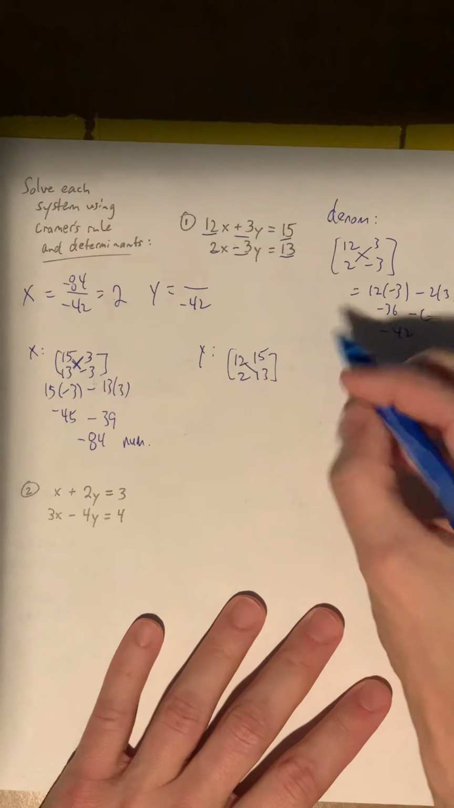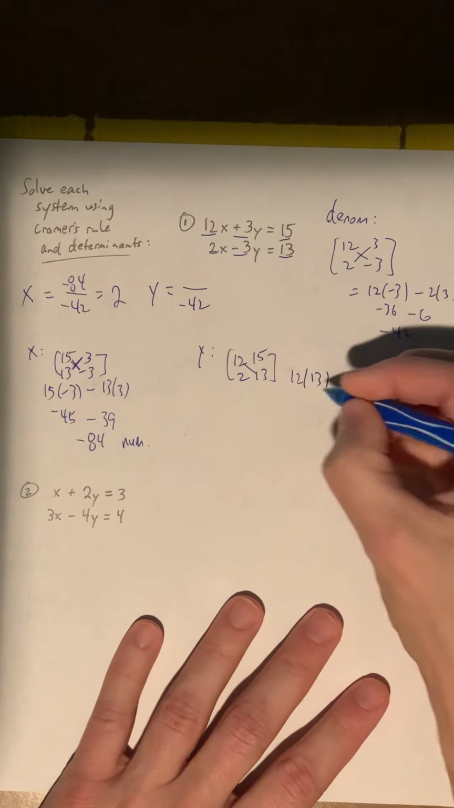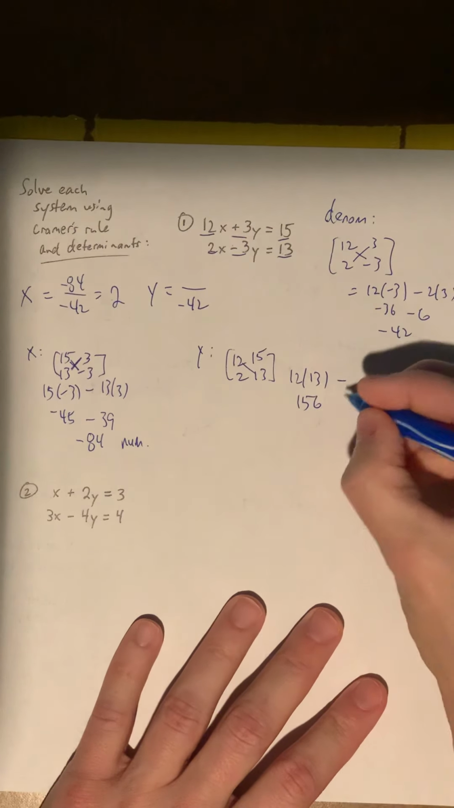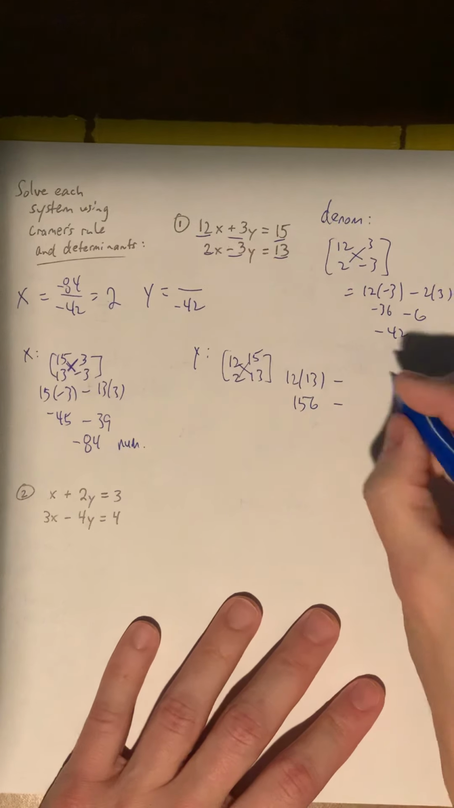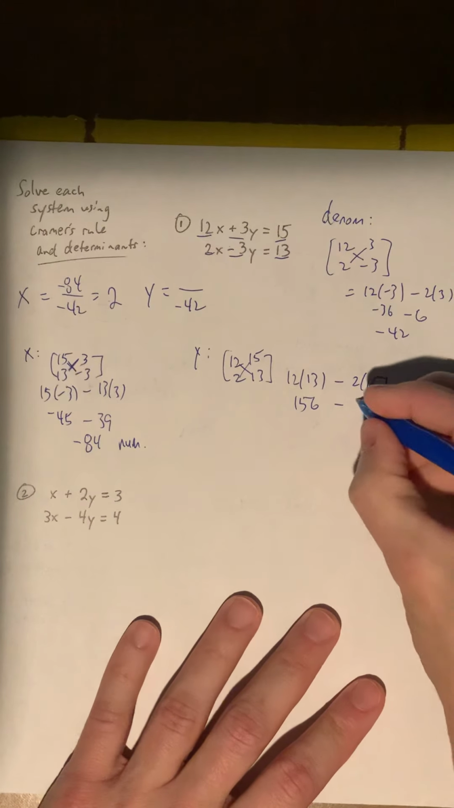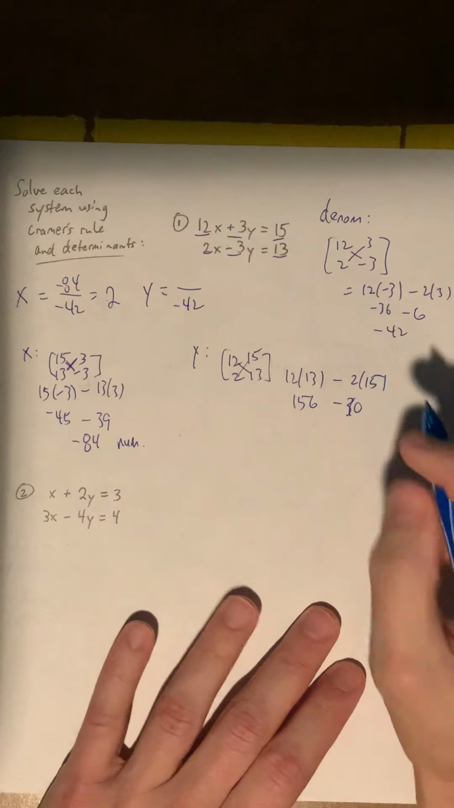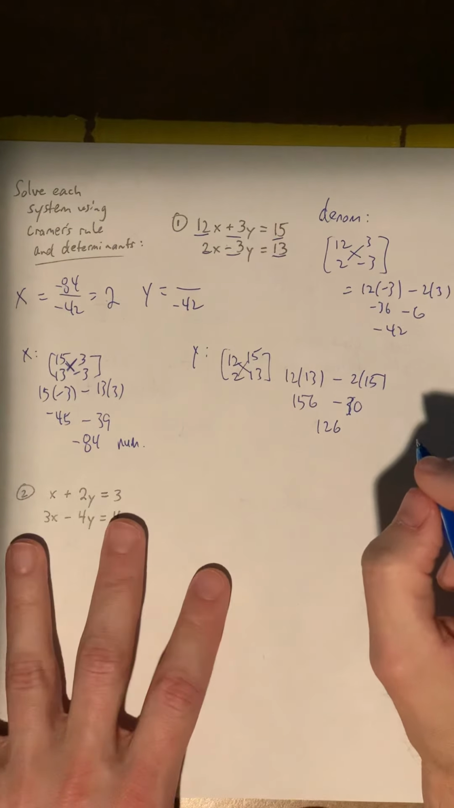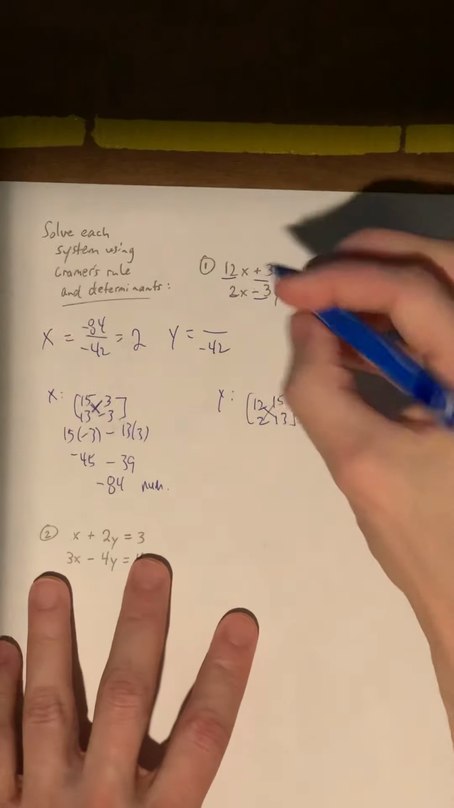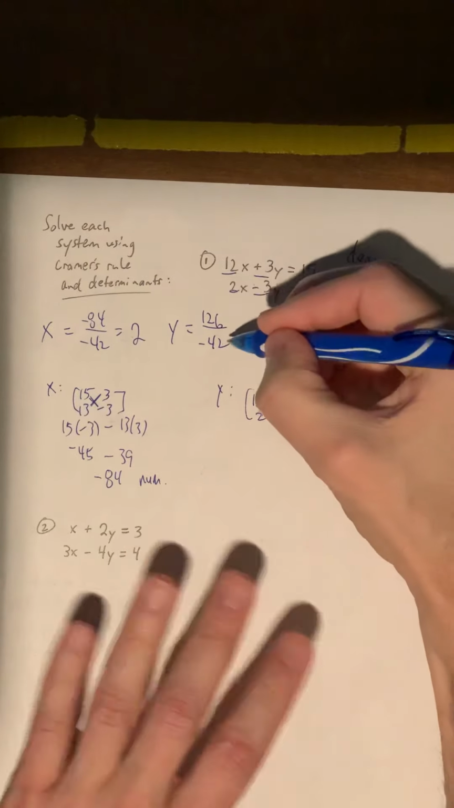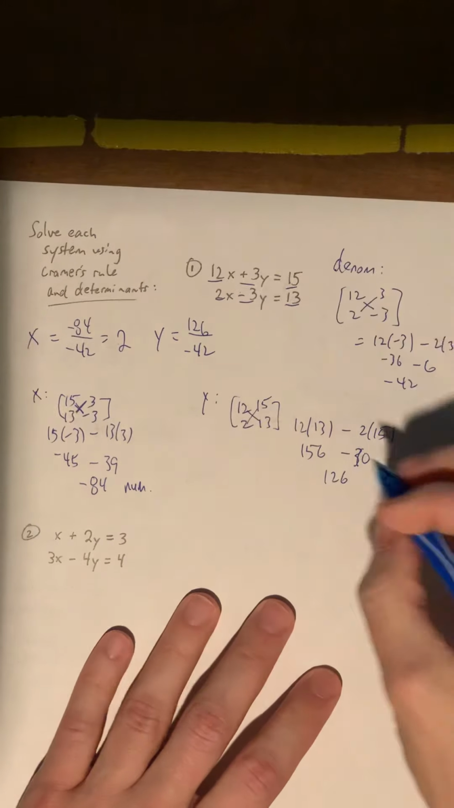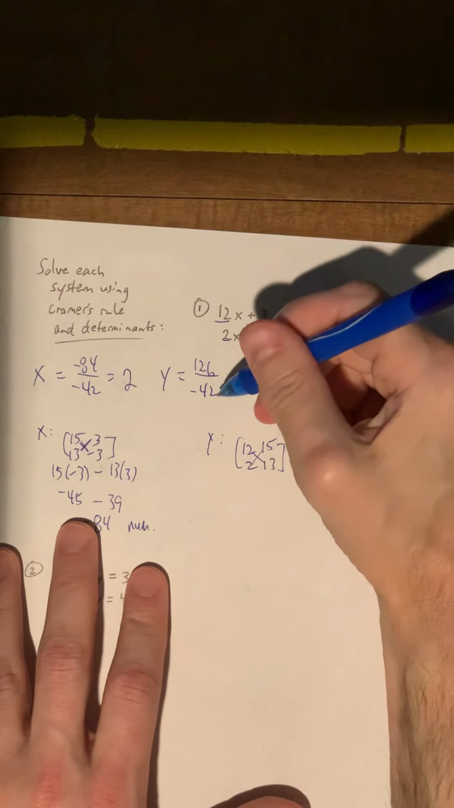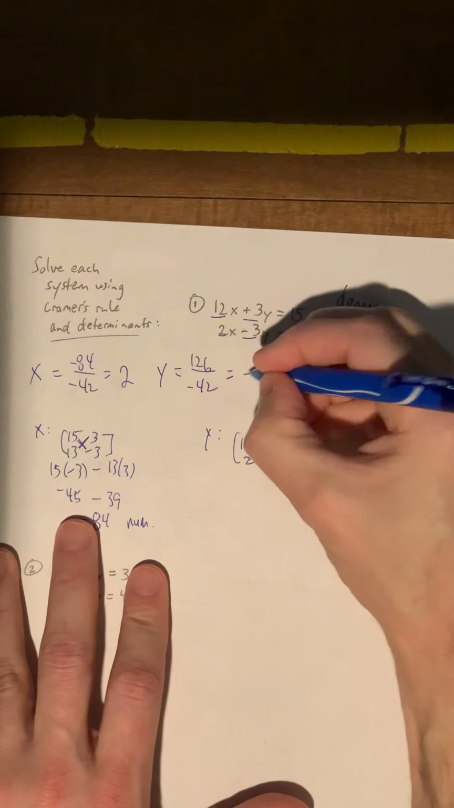So you do 12 times 13, which is 156, and you subtract 2 times 15, which is 30. 156 minus 30 is 126, which is a bigger number, but when you put it over negative 42, because that's the numerator for y, and you divide this out, it gives you a nice negative 3.